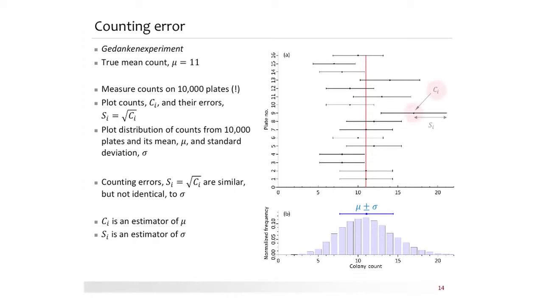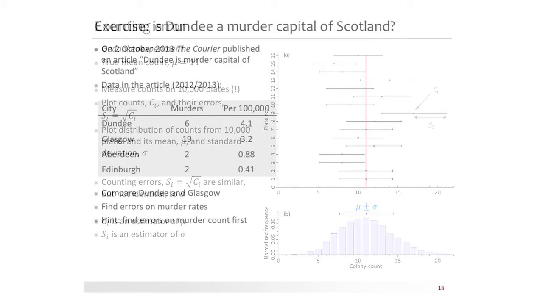What happens here is that each Ci, each number from every plate, is an estimator of the true mean, while each error, each square root like this, is an estimator of this sigma. So this is the best you can do, and sometimes we are a bit off. For example, this measurement, 17 as opposed to 11, and this error is of course larger than the true error, but that just happens. That's the best we can do, estimate.